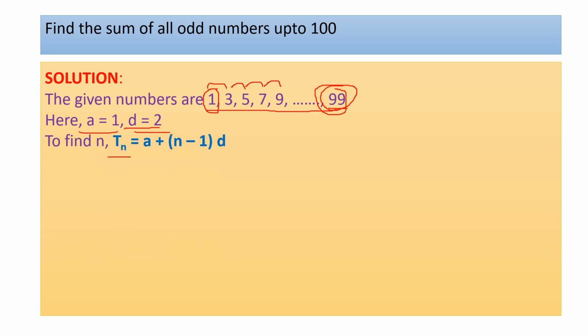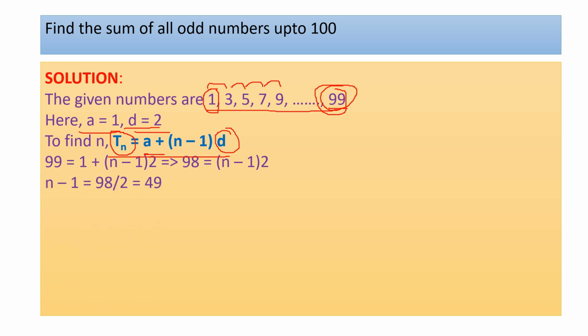So this is the formula for finding n: Tn equals A plus n minus 1 into D. Tn is the last term which is 99, A is 1 and D is 2, which is the common difference. We replace the respective values in the given equation, and from this equation we are finding n as 50. Here we are getting n as 50.